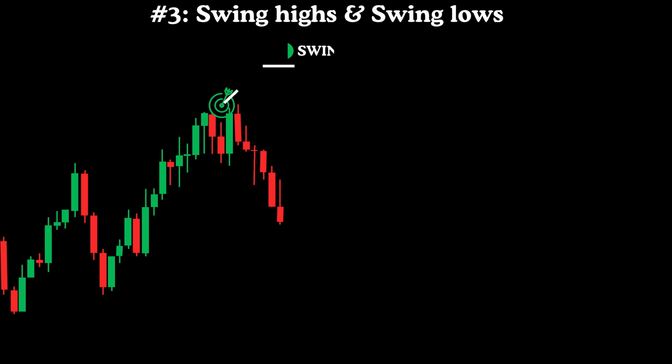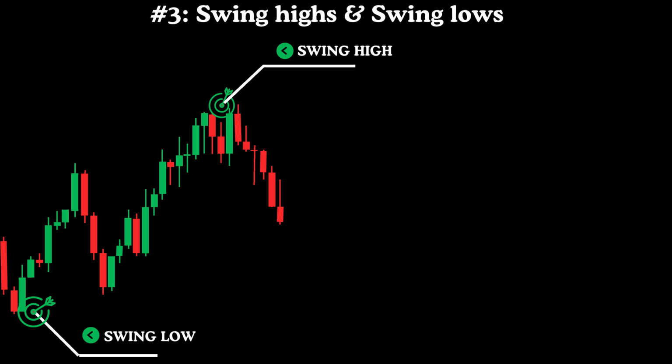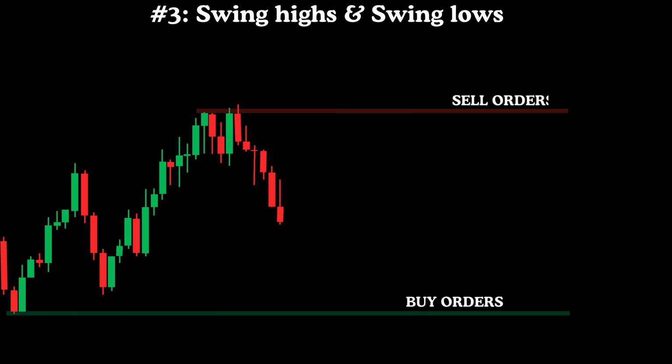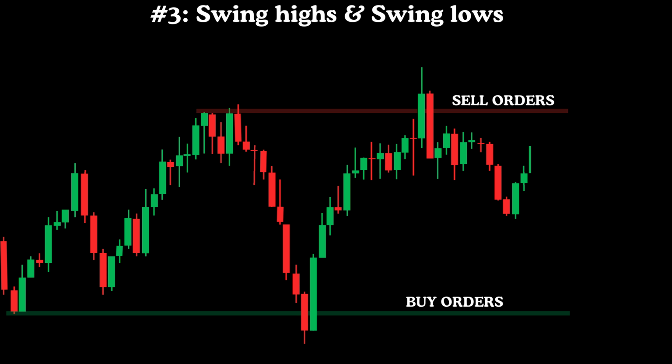For example, here on the NZD dollar daily chart, we have this swing high as the most recent top and this point marked as the swing low. Most retail traders place their buy and sell orders around swing highs and lows, believing that price will respect these zones and reverse upon reaching them. As shown, price creates false breakouts around these areas and triggers the stop losses of both buyers and sellers.